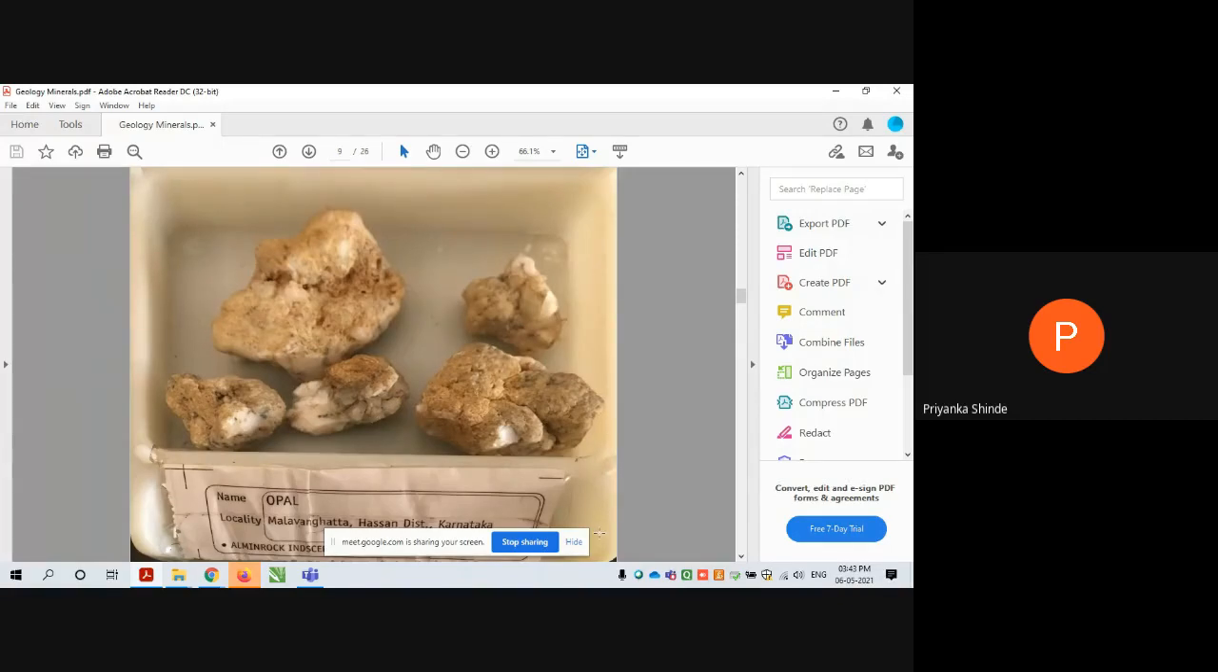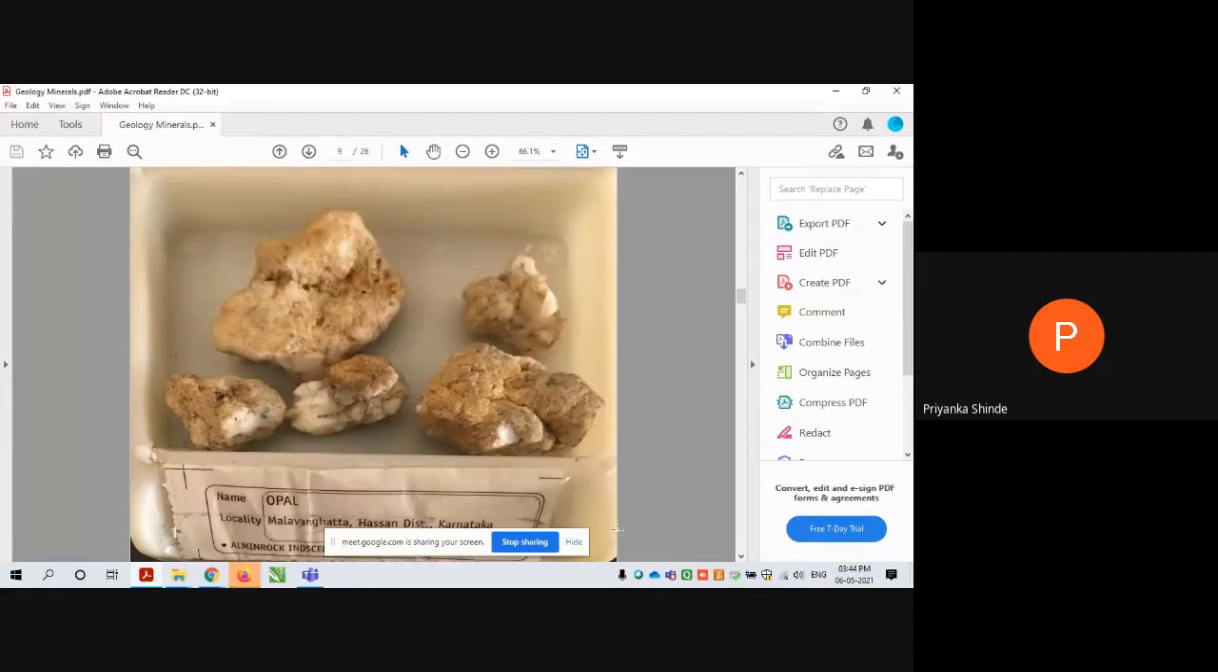Then this one is opal. Opal is a quartz variety, but it does not have any crystal structure, so we call it amorphous. It is an amorphous variety of quartz because it doesn't have any crystal structure. And its hardness is also less, ranging between 5 to 6. Then the specific gravity is also less. So that is the opal mineral.